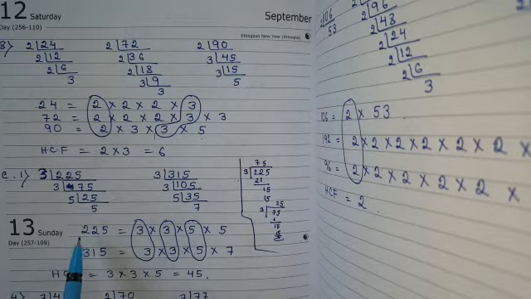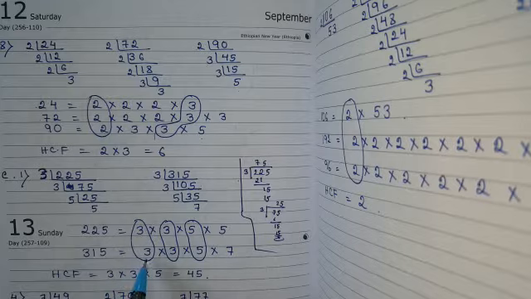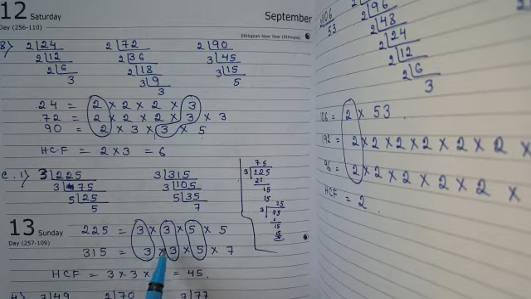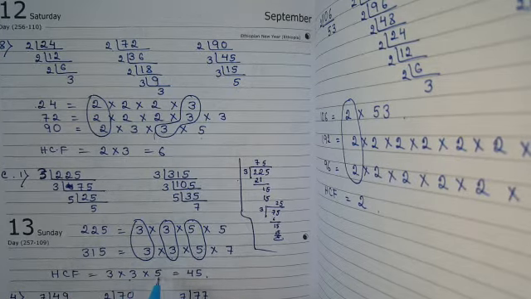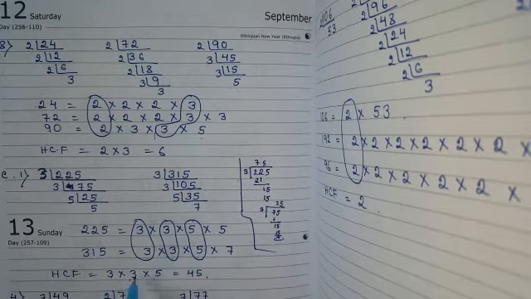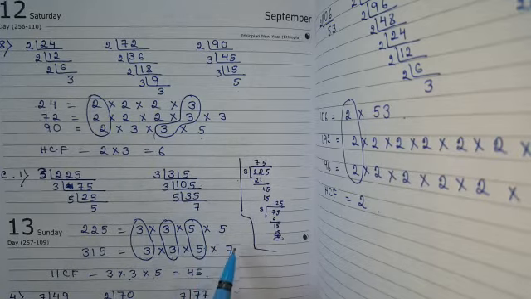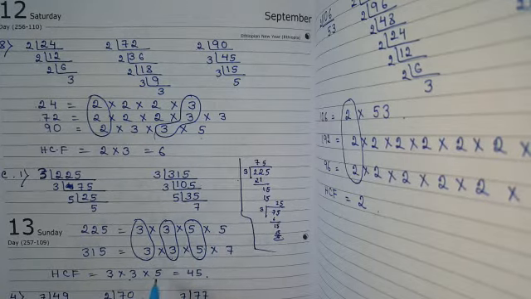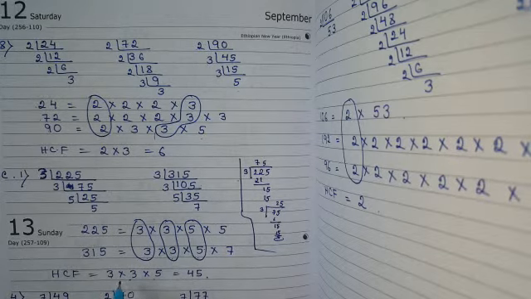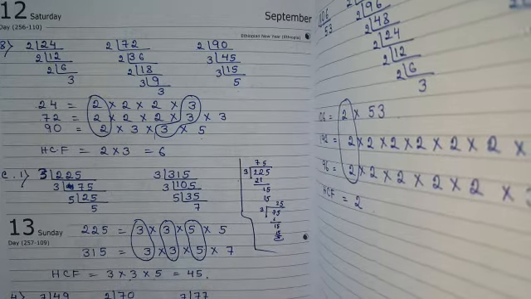Then write down the factors of 225 and 315. Here these 3s are common and this 5 is common. So what will be the HCF? One 3 from here, one 3 from here and one 5 from here. So 3 threes are 9, 9 fives are 45. This 5 is not common and this 7 is also not common. So it will not be included here. So our answer is 3 into 3 into 5 equals 45.